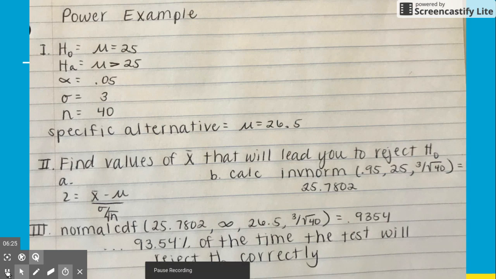Then in step 3, you're going to calculate the probability of observing these x bar values when the specific alternative is true. So for this part, you use the calculator function normal CDF and plug in that x bar value of 25.7802 to infinity. Then you would use the specific alternative as the mean, and then the standard deviation divided by the square root of n. And that comes out to 0.9354.